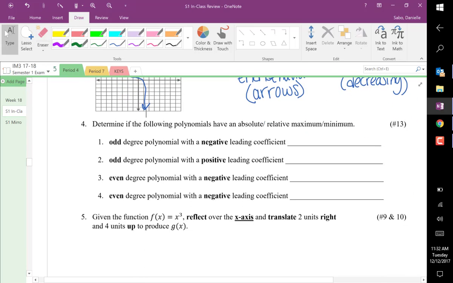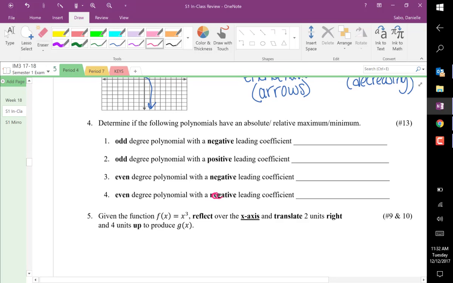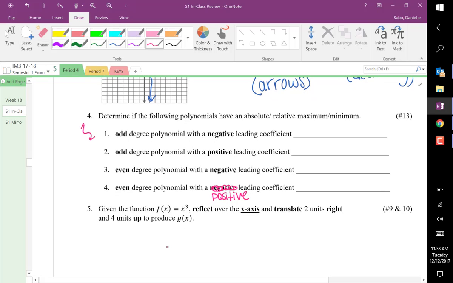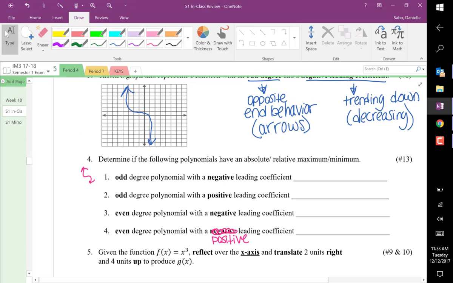Okay. Now we're just going to talk about every situation so that if I ask you any of these questions, you know. This one, I believe I changed it for yours, hopefully. Does yours say positive for 4? Okay, good. I just didn't change mine on here. First one, though, odd degree with a negative leading coefficient. We just talked about that. I'm going to kind of just draw that off to the side because we just did one like that. Negative. It's asking, determine if we have an absolute or relative max or min.